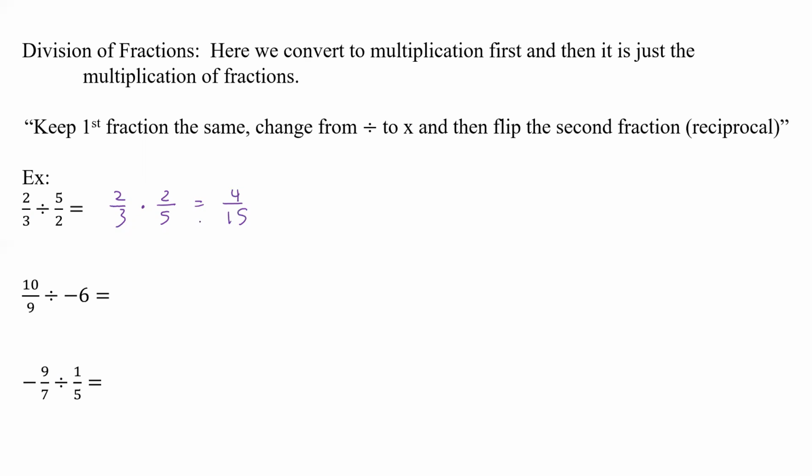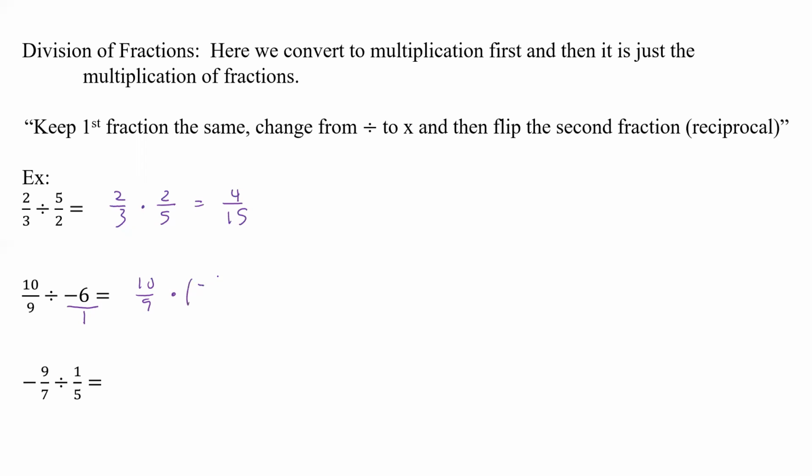All right, so what about the next one here? We keep the first one the same, 10 over 9, change it to multiply, and flip it over. Well, how do you flip a -6 over? Well, guess what? That's a -6 over a 1. So now we change it.